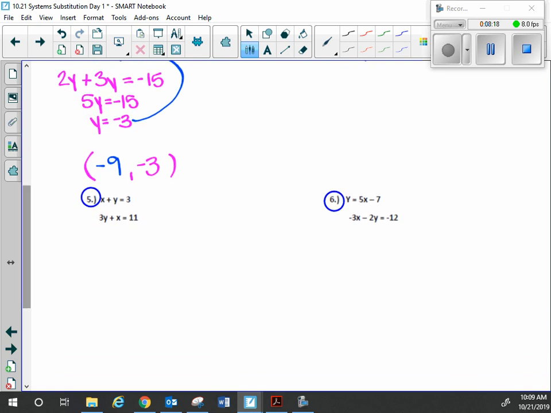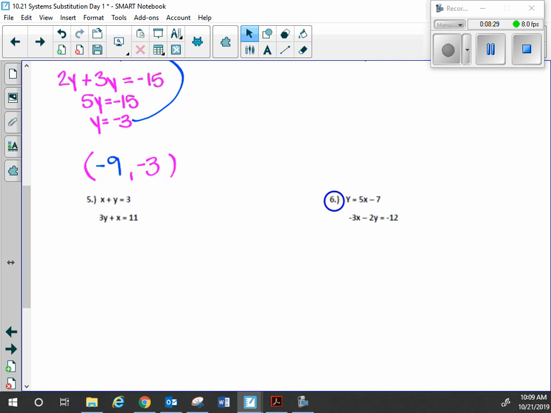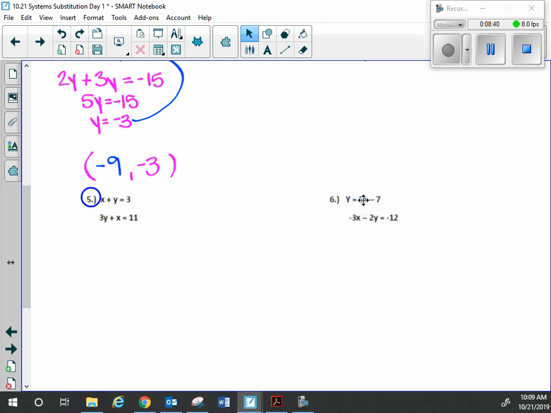Okay, let's look at number 6. Actually, no. Let's do number 5 together. Okay, let's look at number 5 together. Is anything already isolated? No, I gotta do some work. What's the only variable there that you see that might not be the easiest one to isolate? 3y. It's going to be a lot of work for me to isolate that y in the second equation.